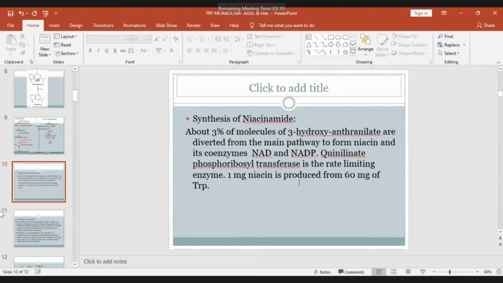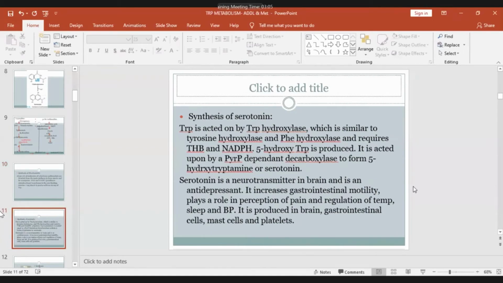1 milligram of niacin is produced from 60 milligrams of tryptophan. This is what you should remember. So it is the one amino acid which can produce a vitamin. Normally vitamins cannot be synthesized in our body, but this is synthesized. Niacin is synthesized from tryptophan. You should remember that: 1 milligram of niacin is produced from 60 milligrams of tryptophan.